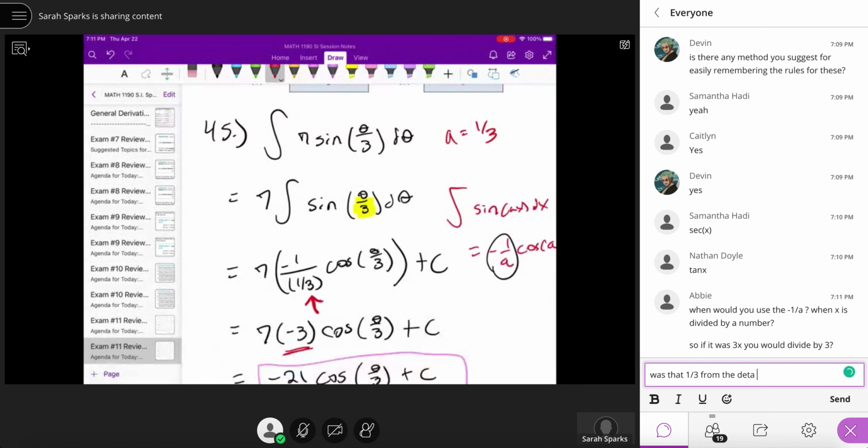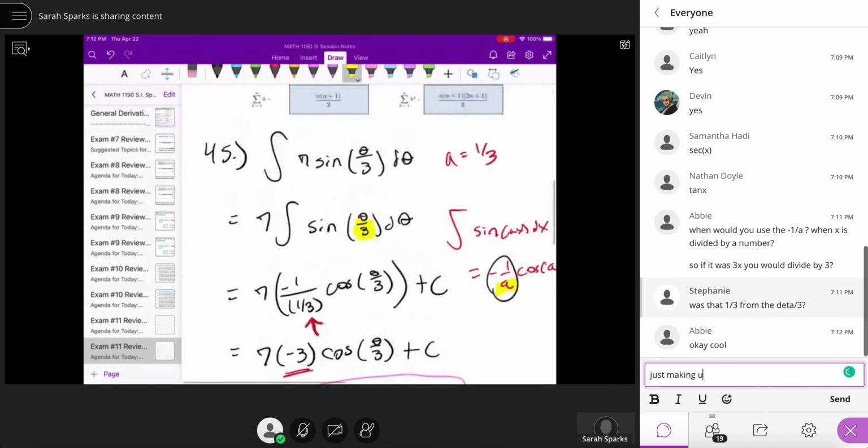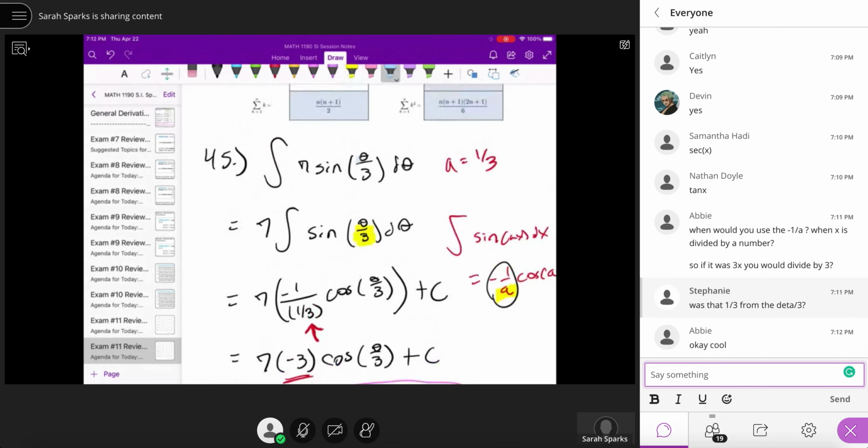Yeah, so if it was 3x, then you would have just -1/3, right? You would divide by 3, exactly, because you would plug a in right here. Yeah, that 1/3 was from this theta over 3 in the initial problem.